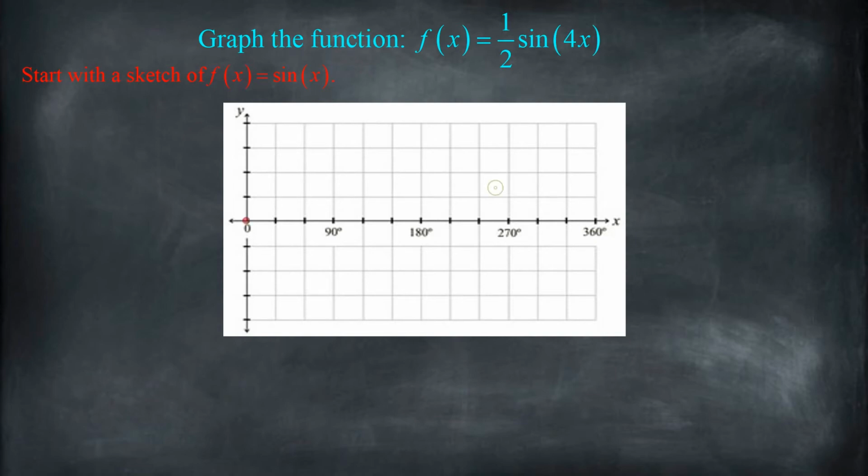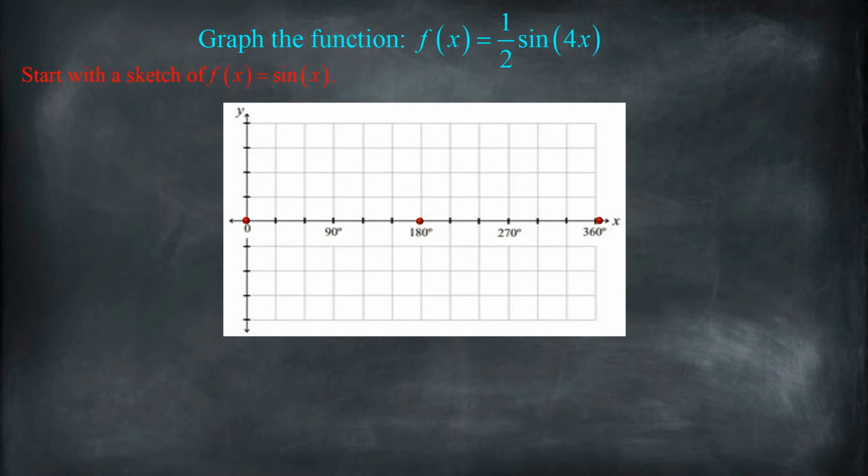So sine of x starts at (0, 0) and it ends at (360, 0). And halfway is your third x-intercept. Sine has 3 x-intercepts: one at the beginning of the period, one at the end of the period, and one at the halfway point. Half of 360 is 180.